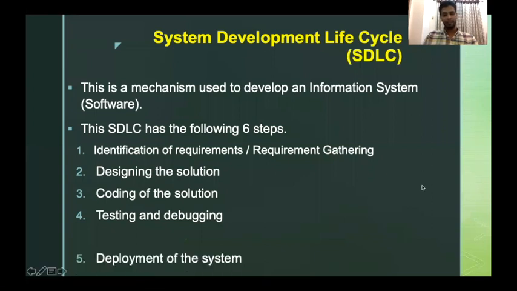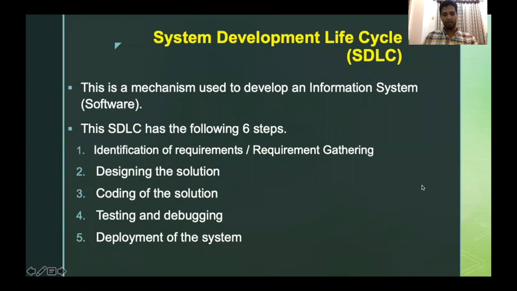And then the fifth process, deployment of the system. Deployment means installing, we can simply say installing the system. And the last one, we have to maintain. Okay, so these are the six steps we have to follow when we are developing an information system.